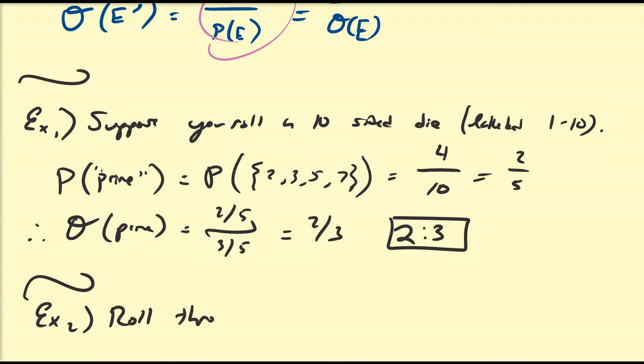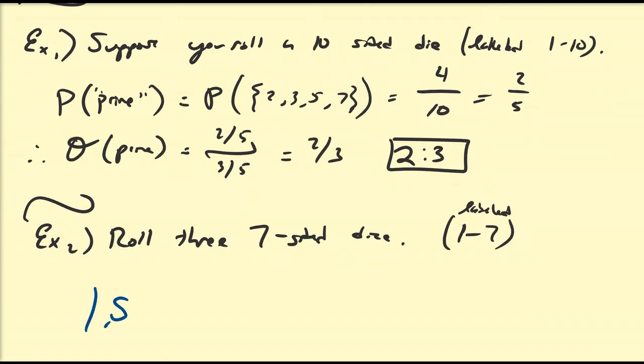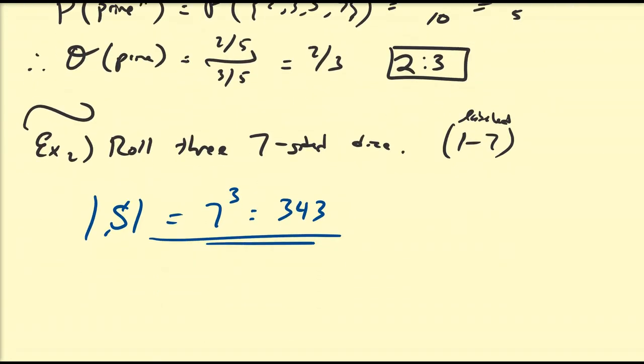Let's assume we roll 3 7-sided dice, and let's assume they are each labeled 1 to 7. Right? So what is the size of the sample space? So by the fundamental counting principle, we know this is going to be equal to 7 cubed, which is the same as 343. Now let us consider a particular event. Let's consider the event E to be equal to the set having a sum at most 5. Alright, so a sum of at most 5.